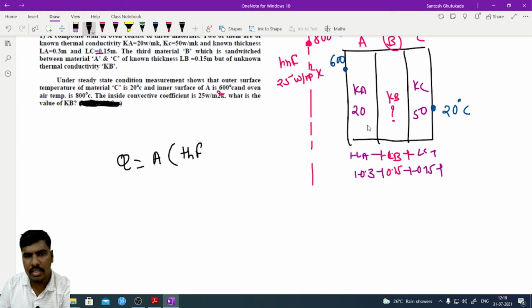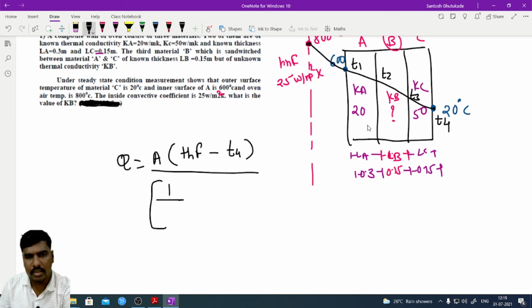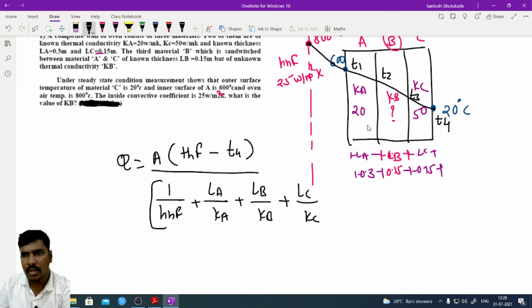Now here, the inside temperature is THF minus the outside temperature. So if you plot this temperature distribution, here it is THF, then you can take T1, here it is T2, here it is T3, and outside is T4. So THF minus T4 divided by, first layer is 1 upon HHF, that is the heat transfer coefficient of the hot fluid, plus LA upon Ka plus LB upon Kb, plus the third layer, LC upon Kc. So these are the three layers: LA upon Ka, LB upon Kb, and LC upon Kc.